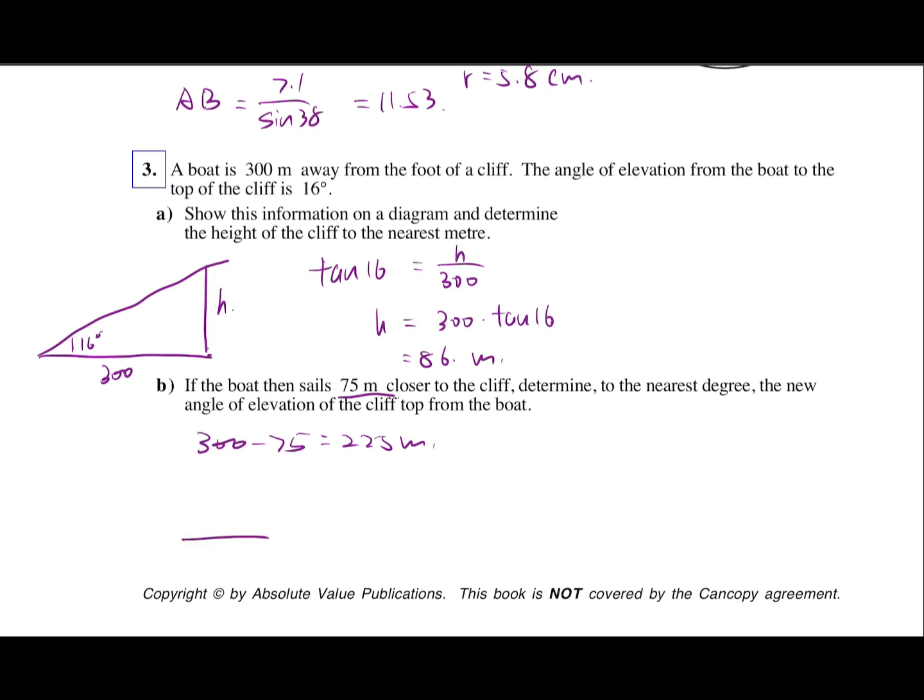So now it's like this, and this is 225, and the height is still the same, 86, so we need to find the angle x. So tangent x is 86 divided by 225, and by using your calculator you can find it is 21.